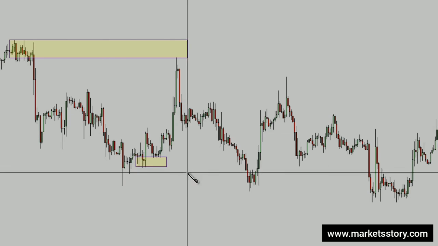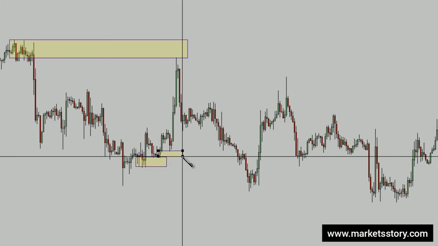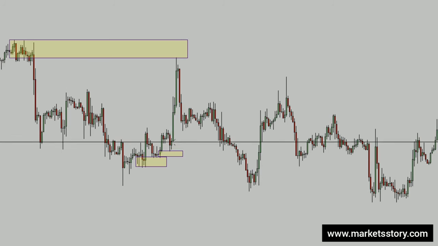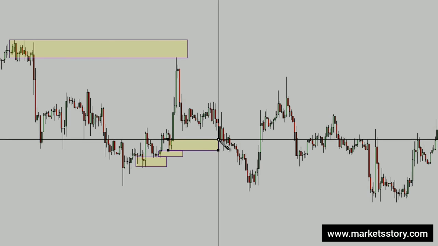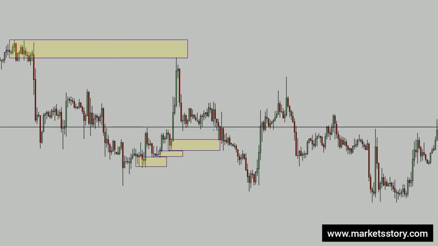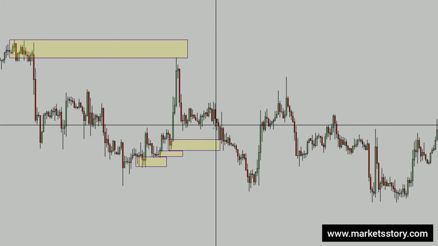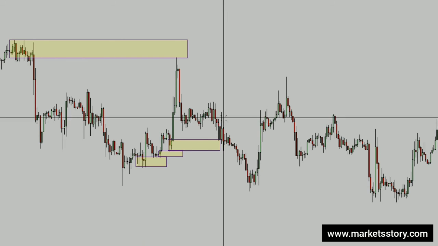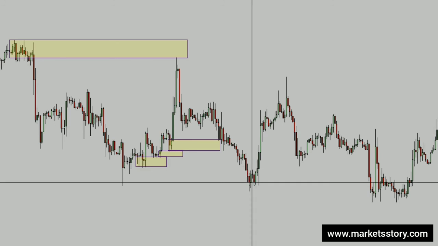There's also another pocket of demand over here, and it has absorbed those buyers as well. There's another pocket of demand here, and price, this little wick here, bounced off of that, absorbed the buyers, and then was able to break through and continue its move.